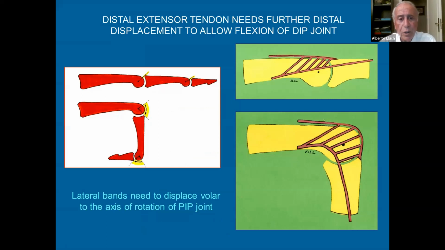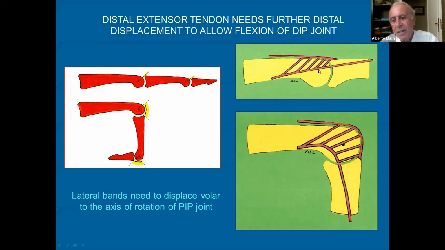It's very important to understand the distal extensor tendon, which is here, the one that extends the DIP joint, needs further displacement. I didn't say it right. The extensor tendon needs further displacement here at the dorsum of the PIP joint in order to allow simultaneous flexion of the DIP joint. And how is this accomplished?